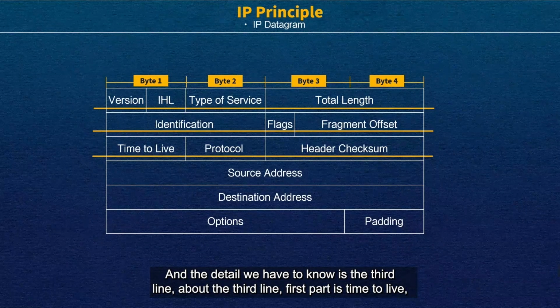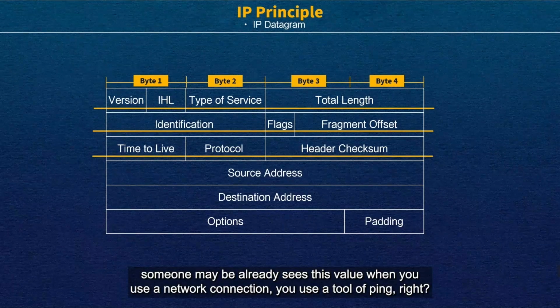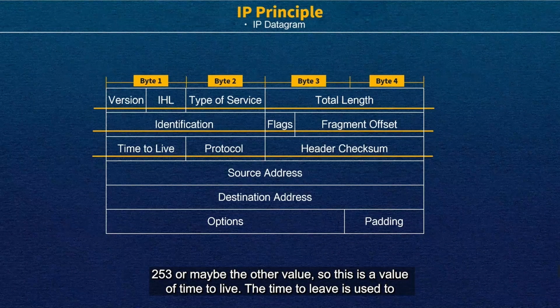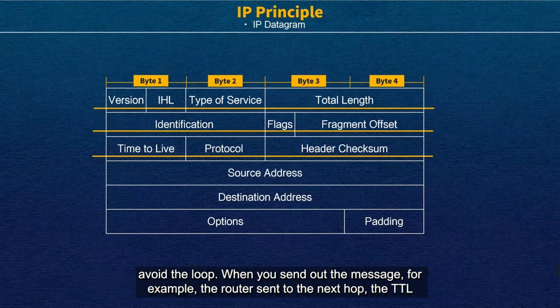About the third line, the first part is time to live. Some of you may already have seen this value when you do network connections with the ping tool. When the receiver gives you the reply, we can see a TTL value of 253 or some other value. This is the value of time to live. The time to live is used to avoid loops.